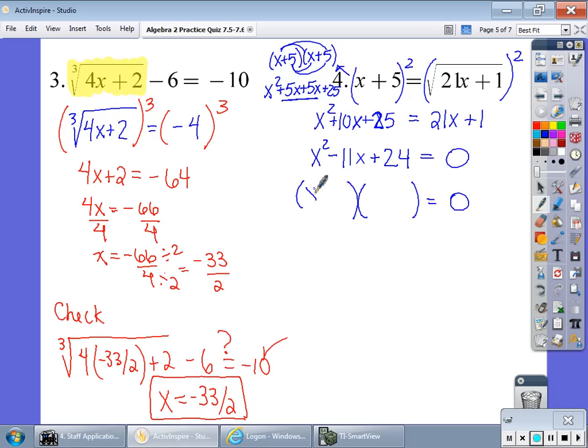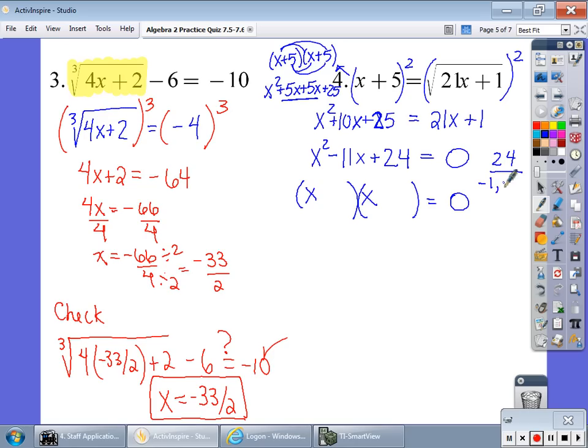And so we have an x and an x, and now I need to think of numbers that multiply to give me 24, add to give me negative 11. So I'm going to make a list over here. First of all, I know both sides must be negative because it multiplies to give me a positive. That tells me the signs are the same. Adds to give me a negative, both must be negative.